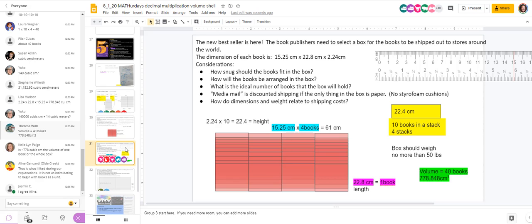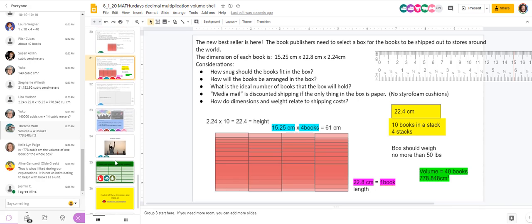But anyways, folks, this is one problem. I hope to have showcased that decimals don't need to be their own unit. You can talk about decimals in your geometry unit. You can talk about decimals in your measurement unit. You can talk about decimals in just about everything, and it doesn't need to be its own section. So folks, that was today's session.